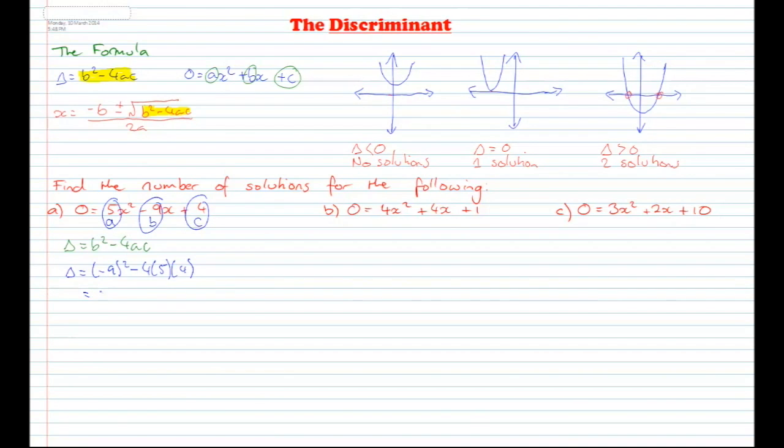Go through and simplify that now. Negative 9 squared becomes positive 81. Subtract 4 times 5, so 4 times 5 is 20, times 4 is 80, so we're subtracting 80, which of course therefore is equal to 1.